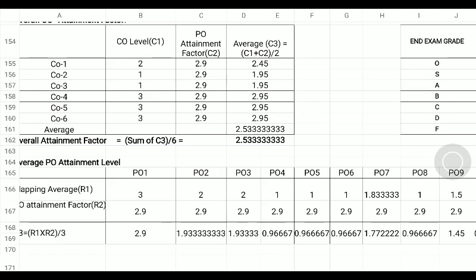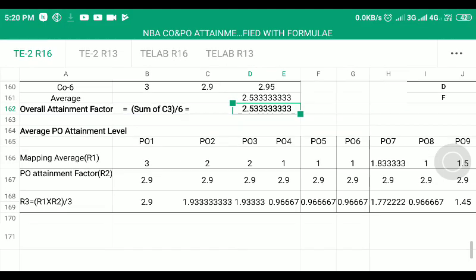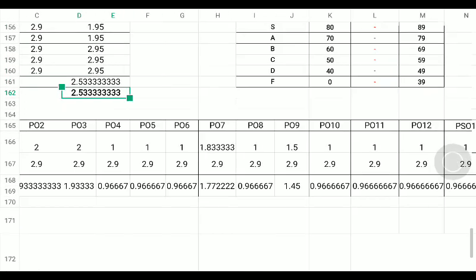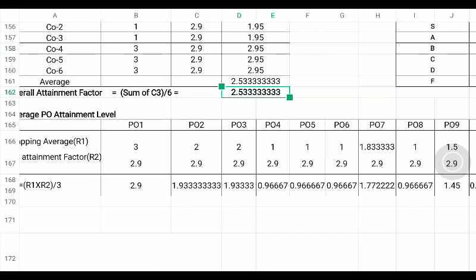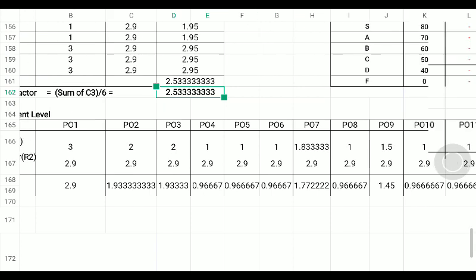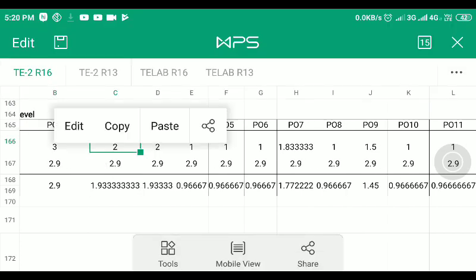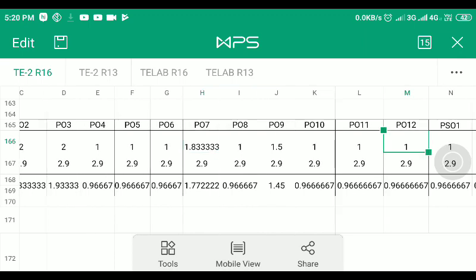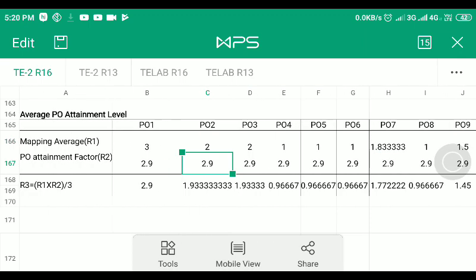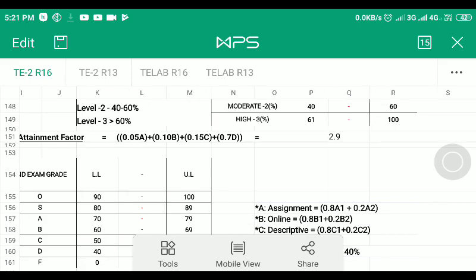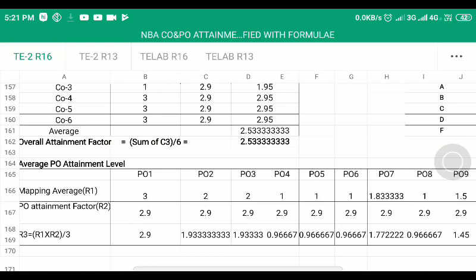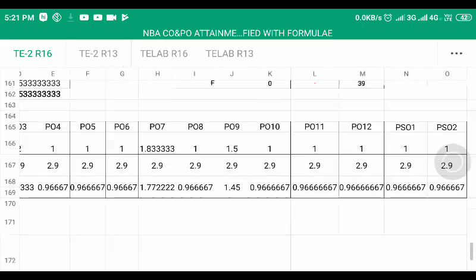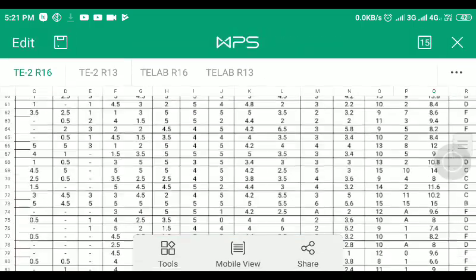Okay, after getting the value, you have to just take the average, that is the sum of C3 by 6. This is also a direct formula. And then PO attainment level, here are 12 POs, so you have to post all the values. That means you don't need to post this, it comes directly here, but you have to know. So these are the 12 PO values. This is the attainment factor, that is the 2.9 from here, right value, and this is the R3. So up to this it will end.